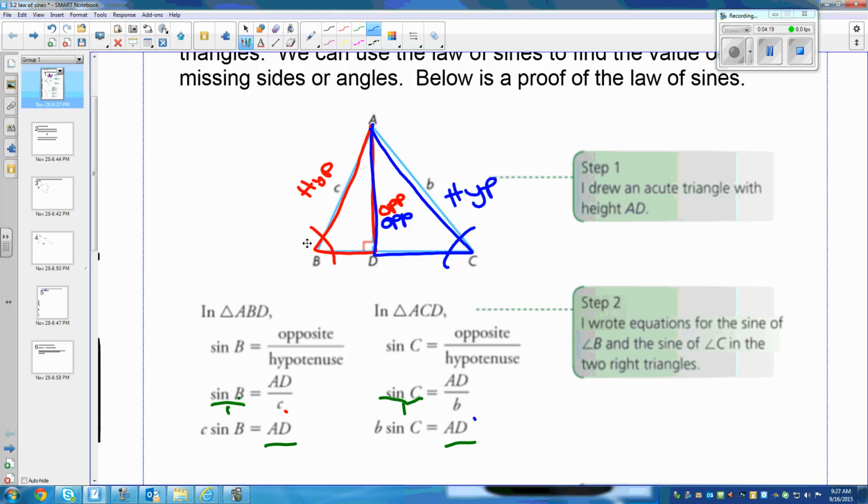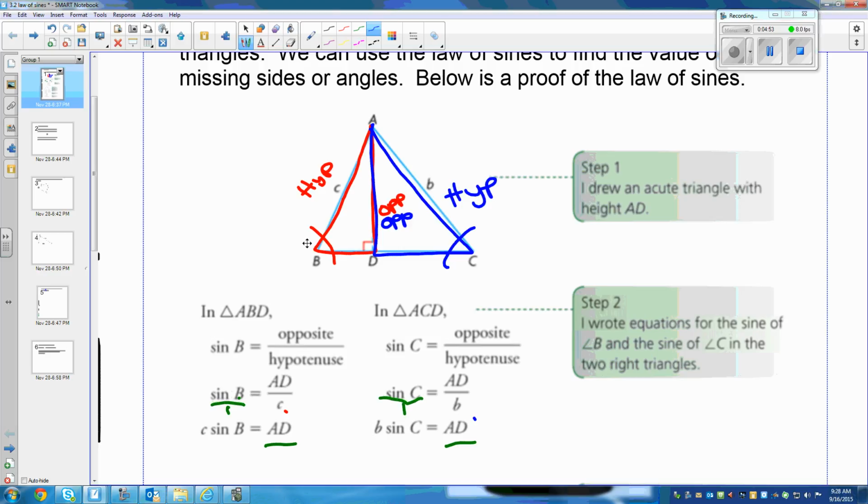So now I have C sine B equals AD, and I have B sine C equals AD. If they're both equal to the same thing, they're equal to each other. So if I said angle A is 35 and angle B is 35, you tell me angle A equals angle B. This is the same thing. I'm saying that C sine B equals that length AD, and B sine C equals the length AD.